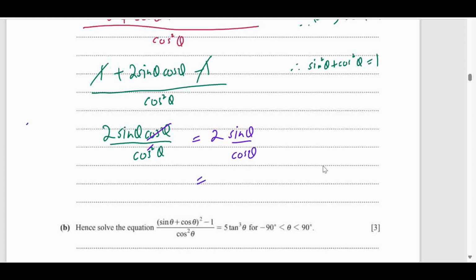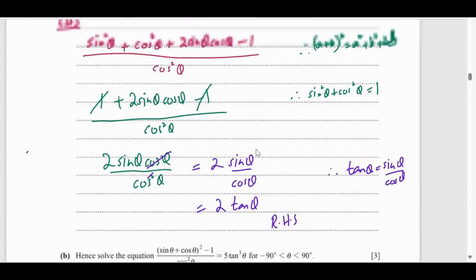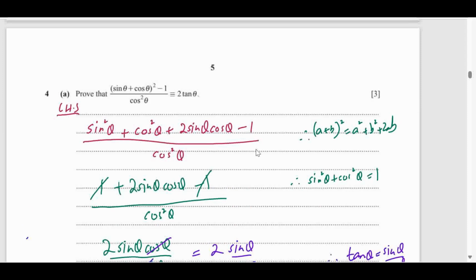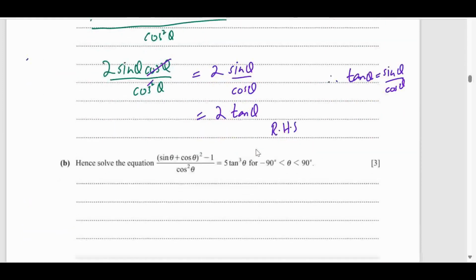Now we know that tan theta is equal to sine theta by cos theta. So 2 tan theta. Now we can see that this one is the right hand side and this will be the final answer. Let's move to the next one.